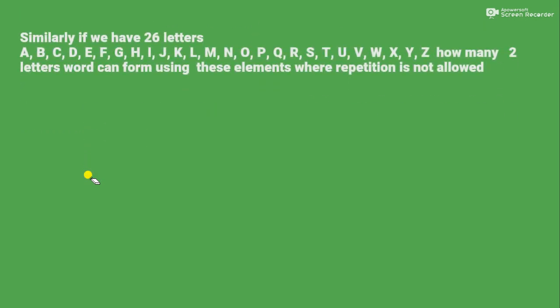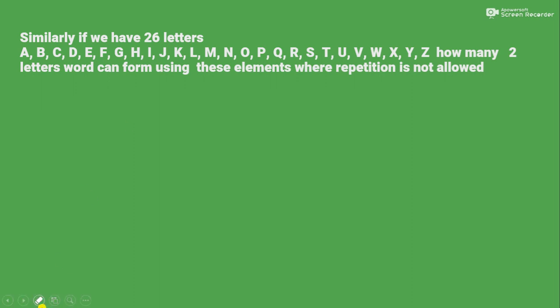And what if our problem is large? Consider if we have 26 letters, A, B, C, D up to Z. How many two-letter words can we form using these elements where repetition is not allowed? We can't list them out like AB, AC, AD, AE. It is very tedious. We can't list them out and say how many two-letter words we can form using these 26 alphabets.